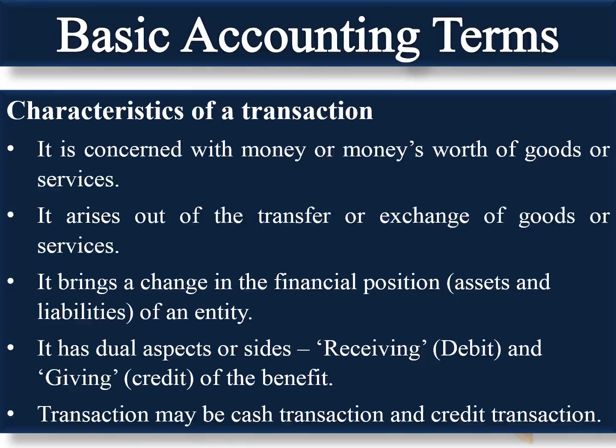It has dual aspects or sides. One is receiving, that is debit, and another is giving, that is credit of the benefit. Like for example, when you are buying goods from a supplier, you are receiving the goods and in lieu of the goods you are giving money to the supplier. Transaction may be cash transaction and credit transaction. So it includes both, cash as well as credit.